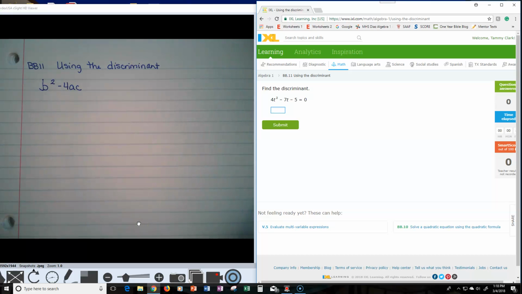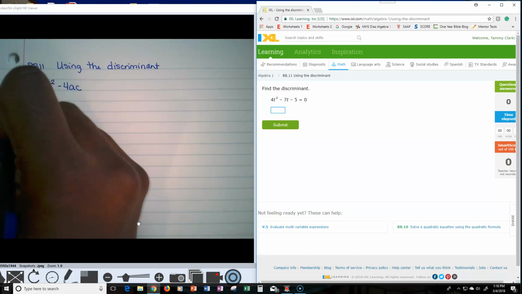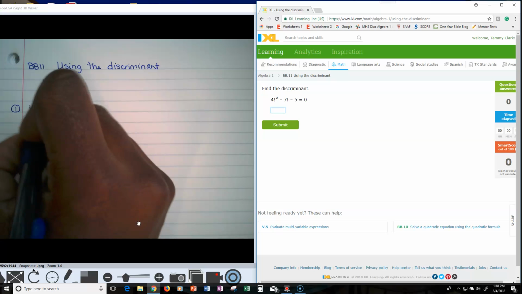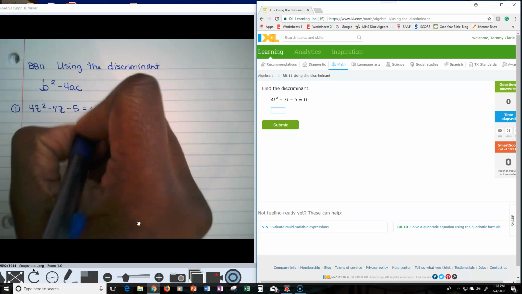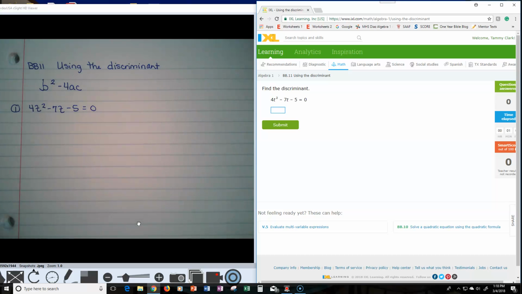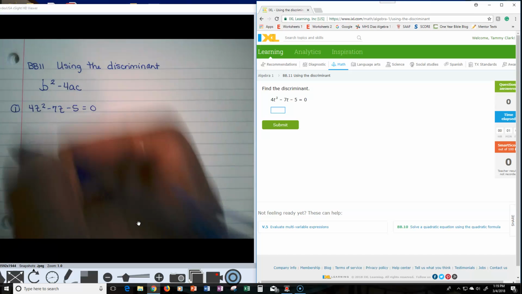All right, we're going to look at BB11 using the discriminant. And our first directions are to find the discriminant of this quadratic, which is 4t squared minus 7t minus 5 equals 0. So all we're basically doing is using this formula to find the value of the discriminant.